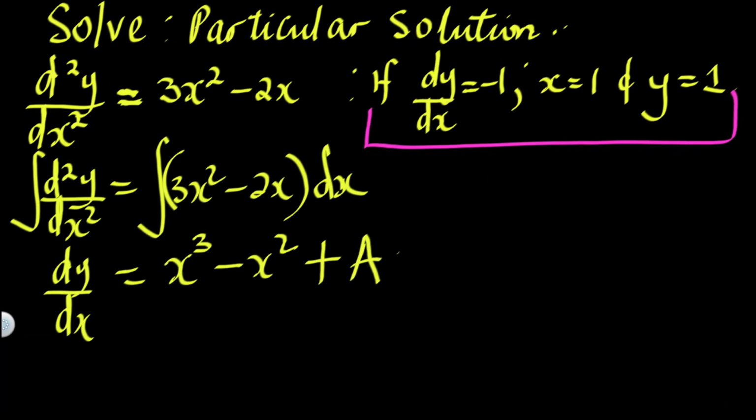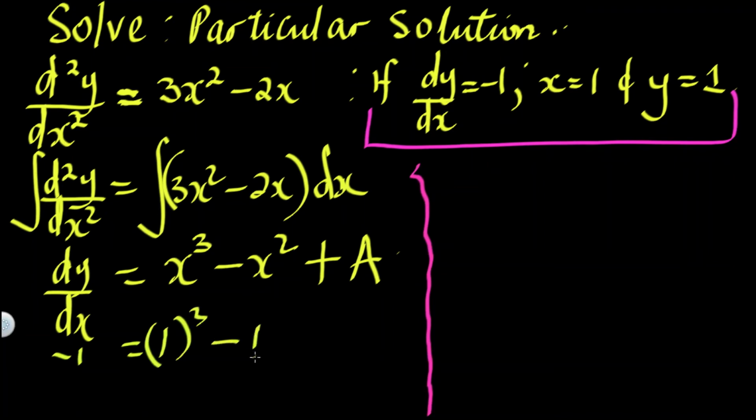We add a constant, but we don't know this a, but we have information to know it. We are told that dy/dx is equal to minus 1 when x is equal to 1, and y equals 1. So from there, we're going to use dy/dx and our x, and we find what is our a. So now I'm going to put here dy/dx is minus 1, which is equal to 1 cubed minus 1 squared plus a. From here we can say our a is equal to minus 1. So that is our a. We have our a now.